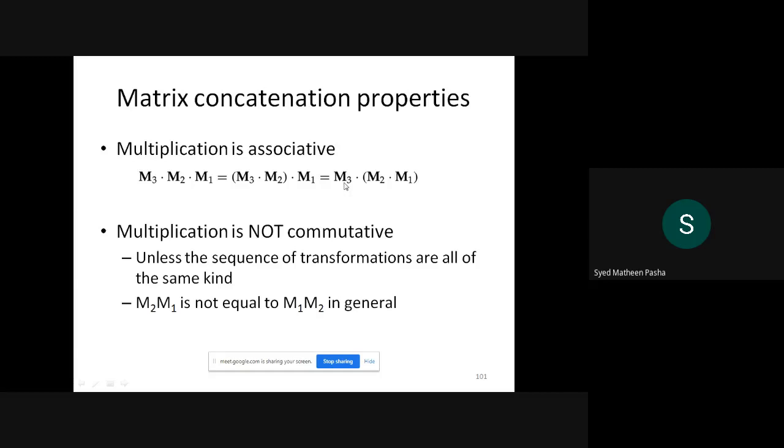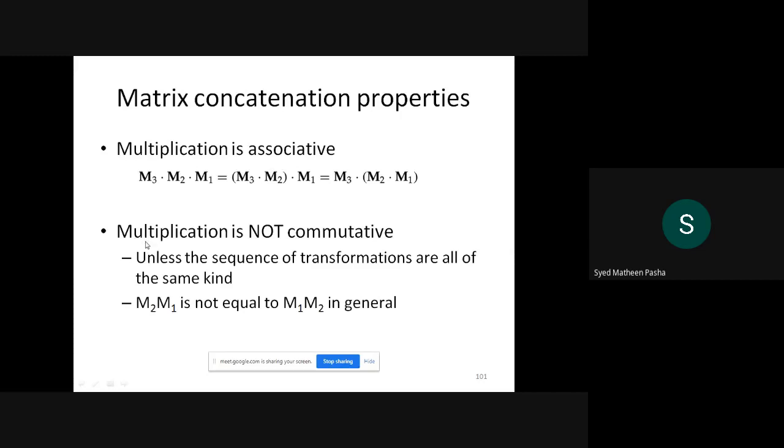I guess you people know the associative property of multiplication. You are just applying that associative property here. That is the first property with respect to your matrix concatenation properties. This is the subheading. As I told, there are two main properties, property 1 as well as property 2. The first, property 1, is multiplication is associative.